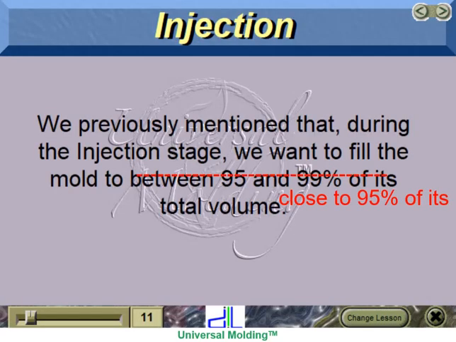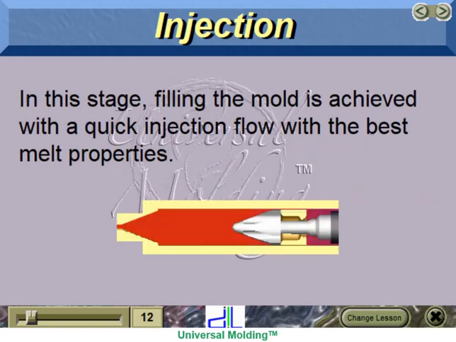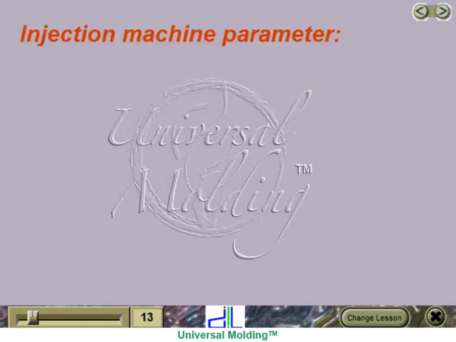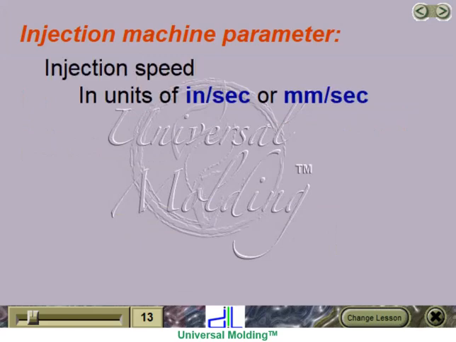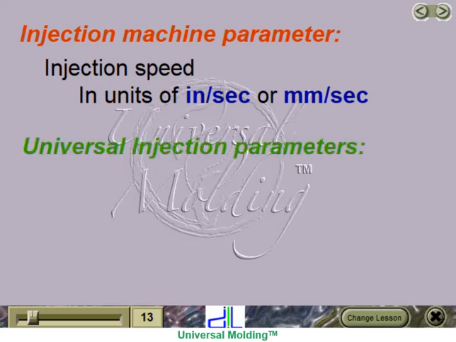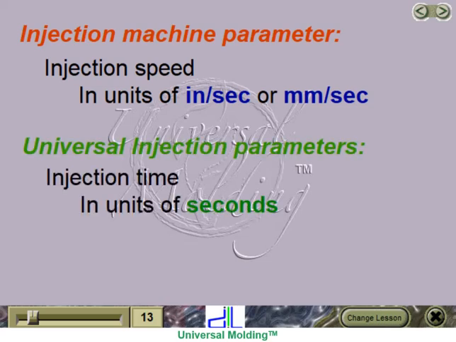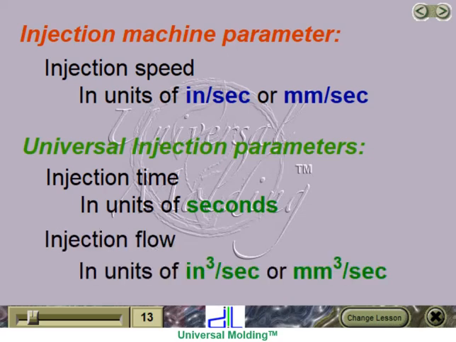Injection. We previously mentioned that, during the injection stage, we want to fill the mold to between 95 and 99% of its total volume. In this stage, filling the mold is achieved with a quick injection flow with the best melt properties. Injection machine parameter: injection speed in units of inches per second or millimeters per second. Universal injection parameters: injection time in units of seconds, and injection flow in units of cubic inches per second or cubic millimeters per second.